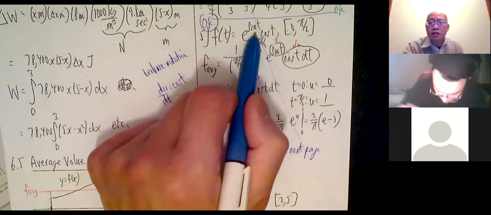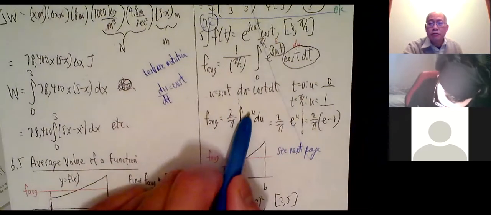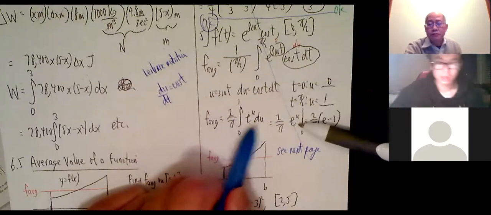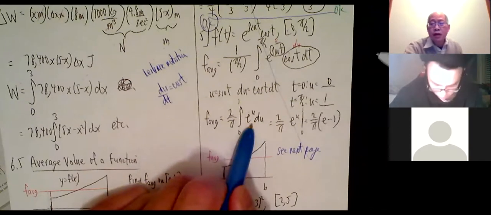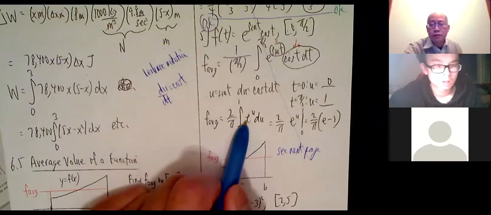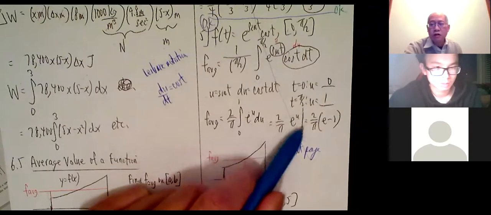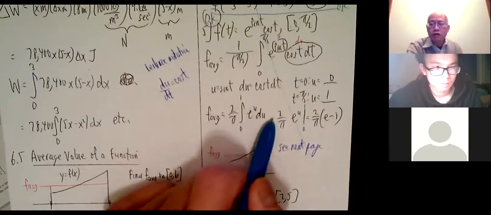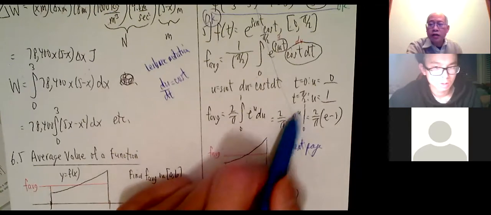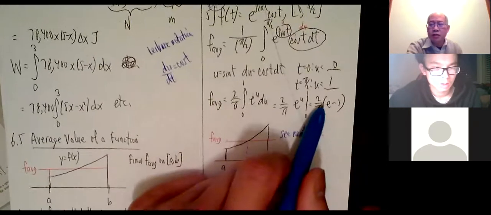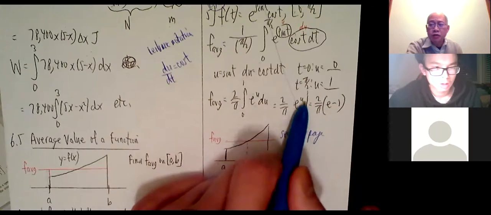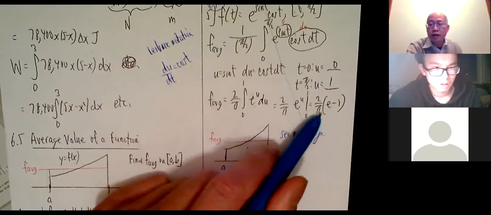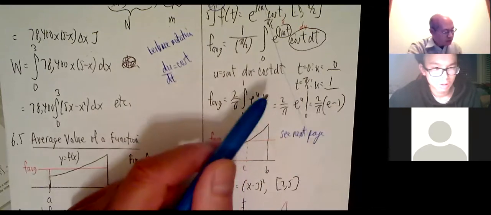e to the sine of t becomes e to the u. And cosine t dt is du. And there we go. And now it's hopefully fairly straightforward. So the integral of e to the u is e to the u from 0 to 1. The reciprocal of pi over 2 is 2 over pi. So I have 2 over pi. You can factor it out. Plug in 1. You have e to the 1. Well, e to the 1 is just e. And minus plug in 0. You have e to the 0. Well, e to the 0 is 1. So 2 over pi times (e minus 1).